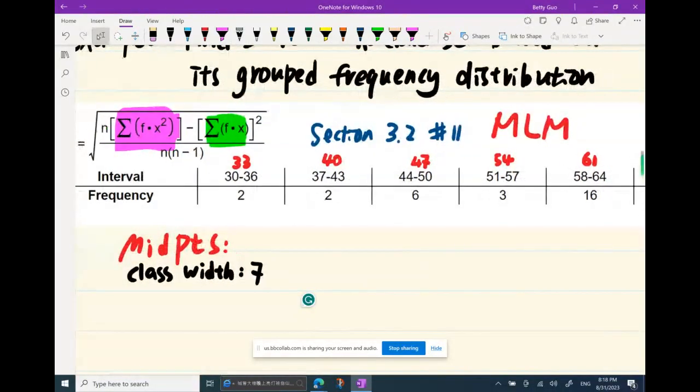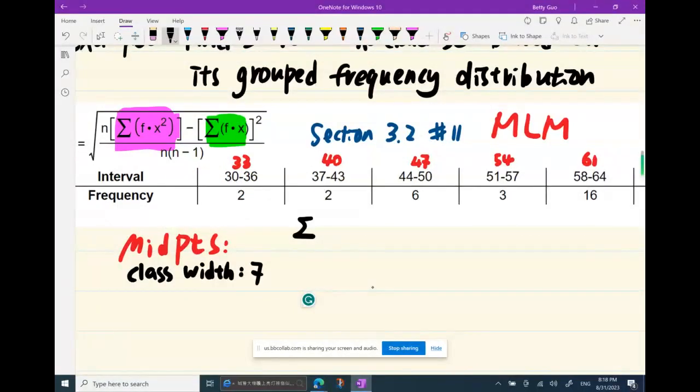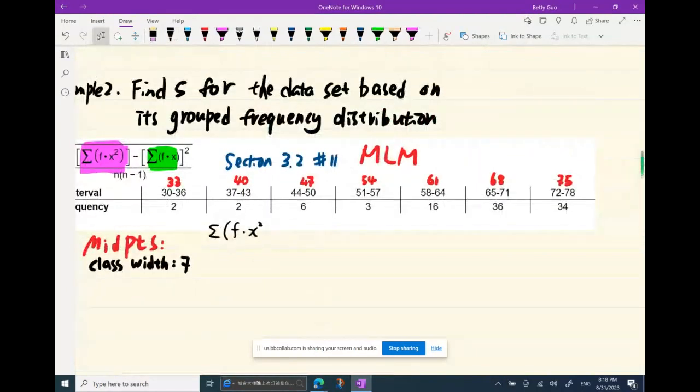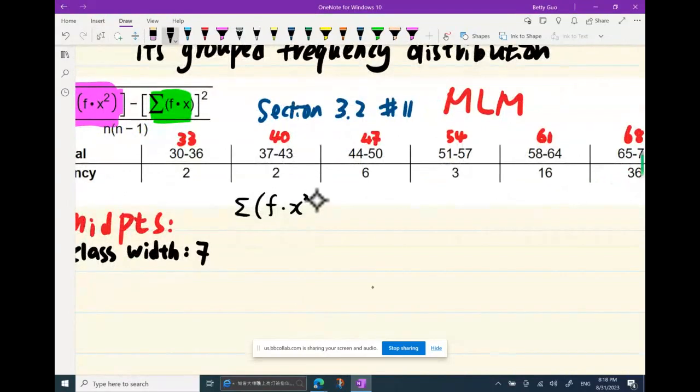Okay. All right, ready? We are going to do the pink now. The pink is the sum of the frequency times x. Again, f is the frequency. x here is the middle point for each class. Luckily, we don't have many classes. How many classes do we have? 1, 2, 3, 4, 5, 6, 7. Only 7. And then to the power of 2.